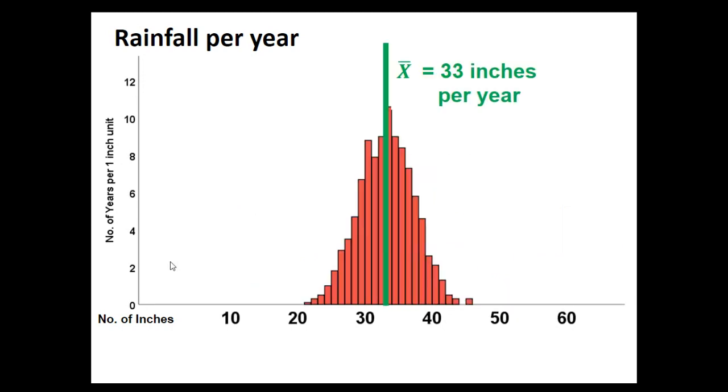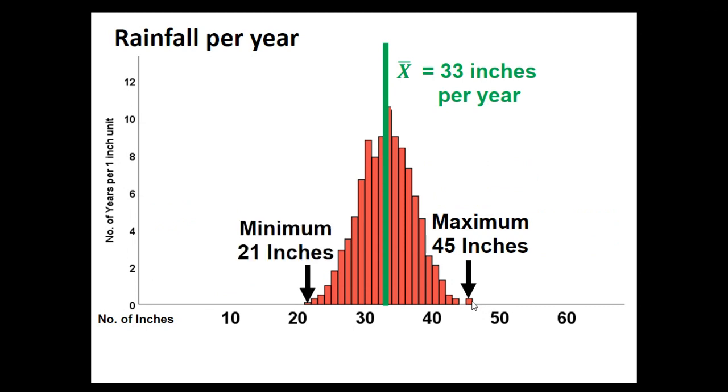Now let's take a look at the red histogram we looked at a minute ago. Its mean is 33 inches, like we said, just the same as the other histogram. But this histogram doesn't show the same extreme weather that the other histogram did. In this place, the maximum rainfall was only 45 inches. There was 1 year where the maximum rainfall was 45 inches. So that's a lot of rain, but not nearly as much as the 61 inches we saw in the blue histogram.